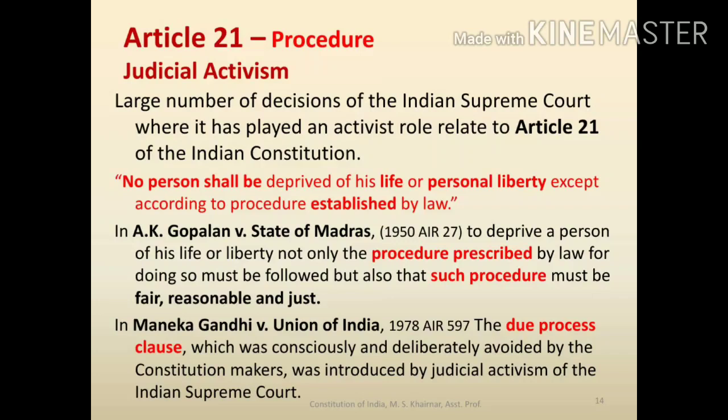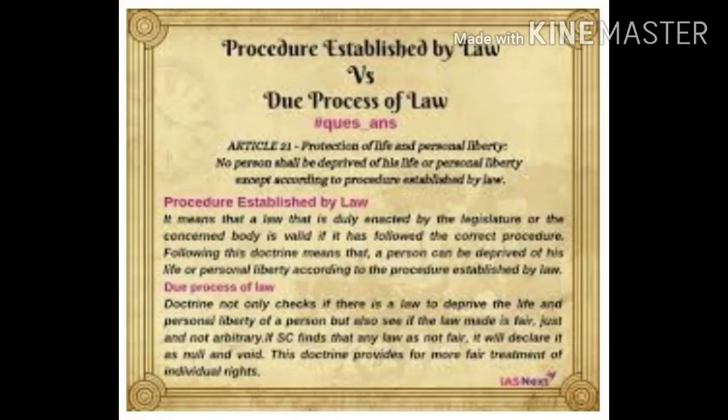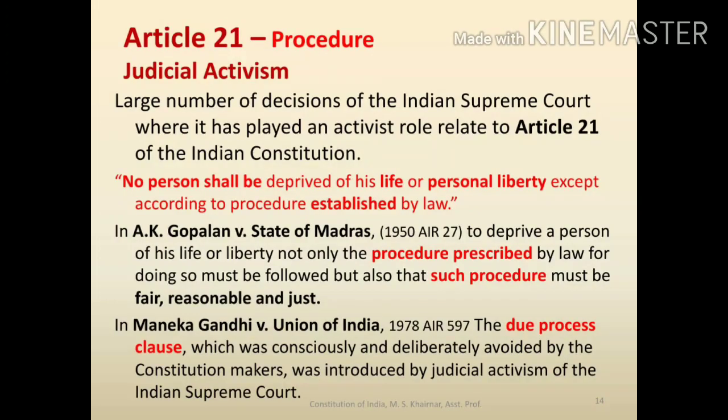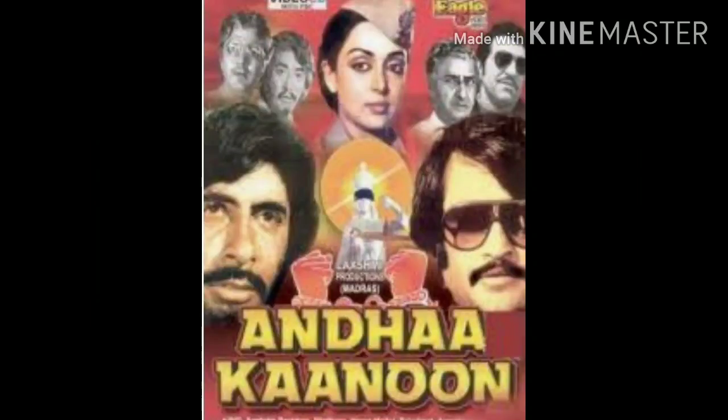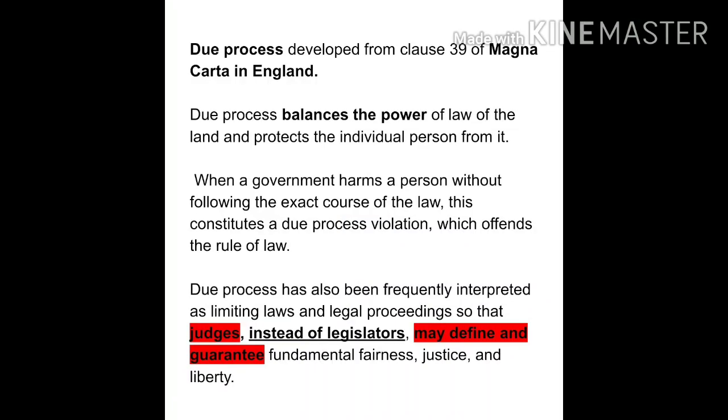However, later on in Maneka Gandhi in 1978, the Supreme Court introduced the concept of due process by judicial activism. Earlier, procedure established by law may be fair, reasonable and just, but it was decided by administrative authority as to what is fair and reasonable, which resulted in mockery of justice, as we have seen in Bollywood cinemas like Andha Kanun, Damini and many others.